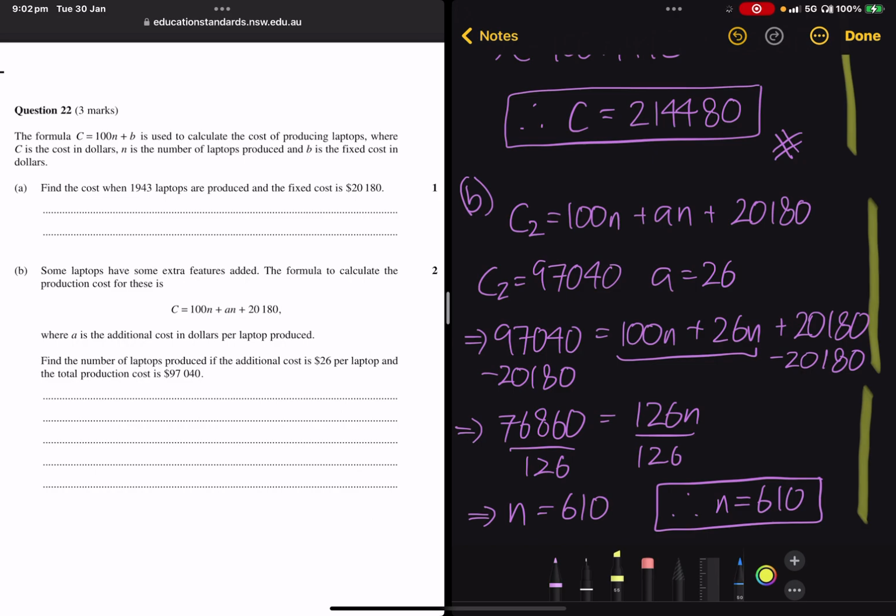So this is a fairly straightforward finance question. Works in a reasonably nice way. The marking is reasonably straightforward.